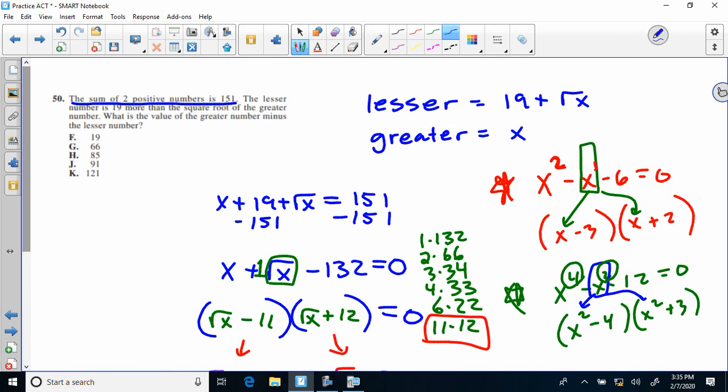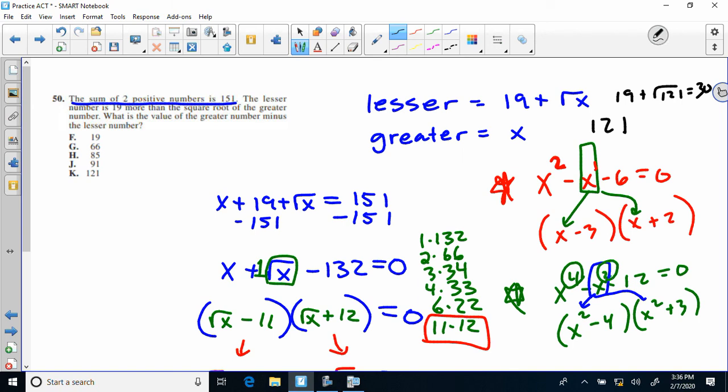So when we come back up here and it says, what is the value of the greater number minus the lesser number? Well, I know my greater number was 121 because that was x. So I know this one's 121, and I know this one is 19 plus the square root of 121. The square root of 121 is 11. 19 plus 11 is 30.